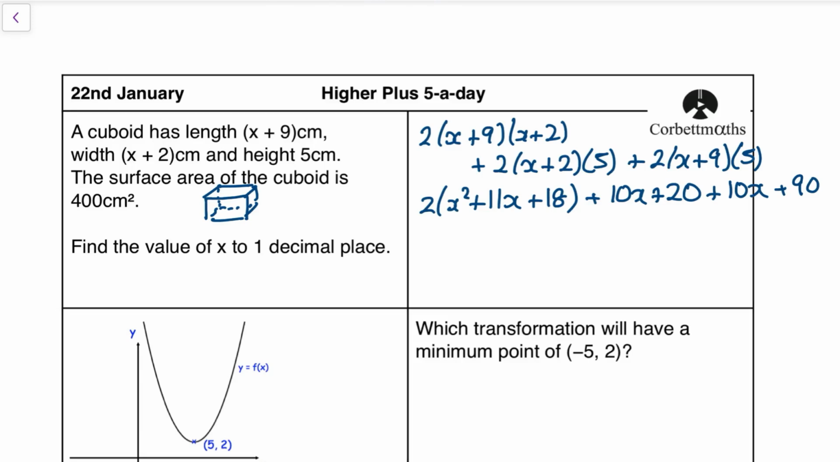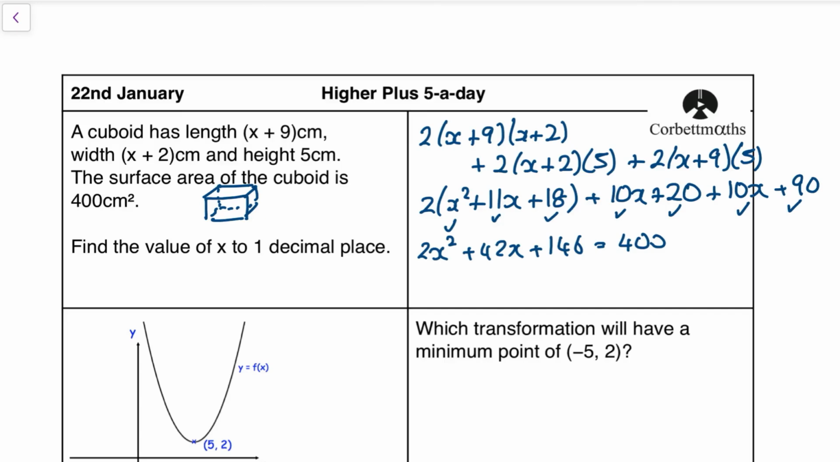Let's collect these terms. I'm going to try and do it in one go just for space. One thing I like to do is tick things when I've used them. So I've got 2x squared, so I'm going to tick that. And then I've got 2 times 11, which is 22, plus 10 is 32, plus 10 is 42, so I've got 42x. 2 times 18 is 36, plus 20 is 56, plus 90 is 146. And all of that's equal to 400.